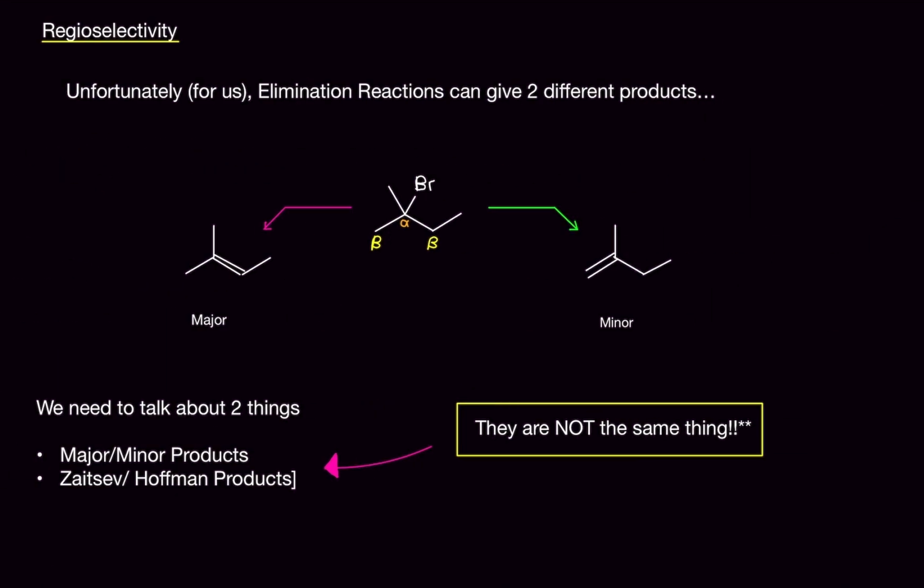Regioselectivity. Now, if there's anything you need to take away from this video, this is it right here. You will be tested on this 1,000,000%, because they're forced to test you on this. I had a bunch of questions about this when I took Ochem 1. So unfortunately for us, elimination reactions can give us 2 different products.